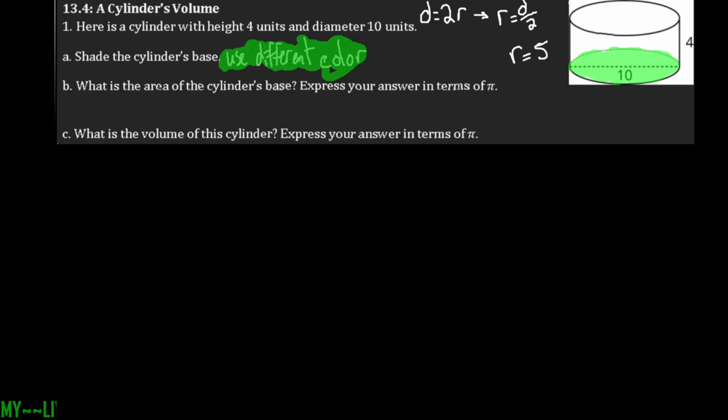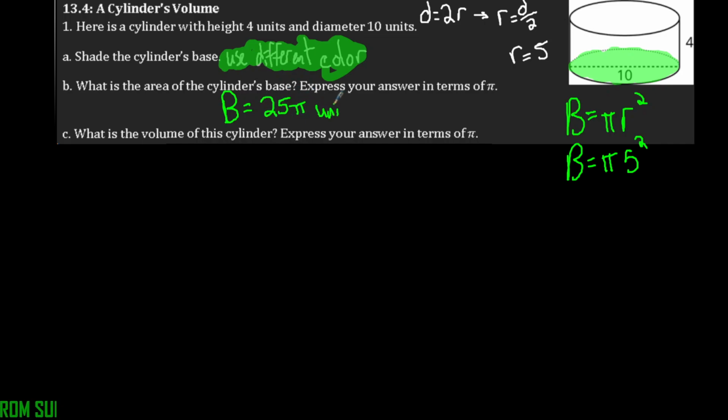So we're going to find the area of that base. Again, we're going to find the area of that circle. Big B, the area of the base, is equal to pi times the radius squared. Our radius is 5, so B equals pi times 5 squared, which is 25 pi units squared. Make sure you're saying capital B, that big B is the area of your base.